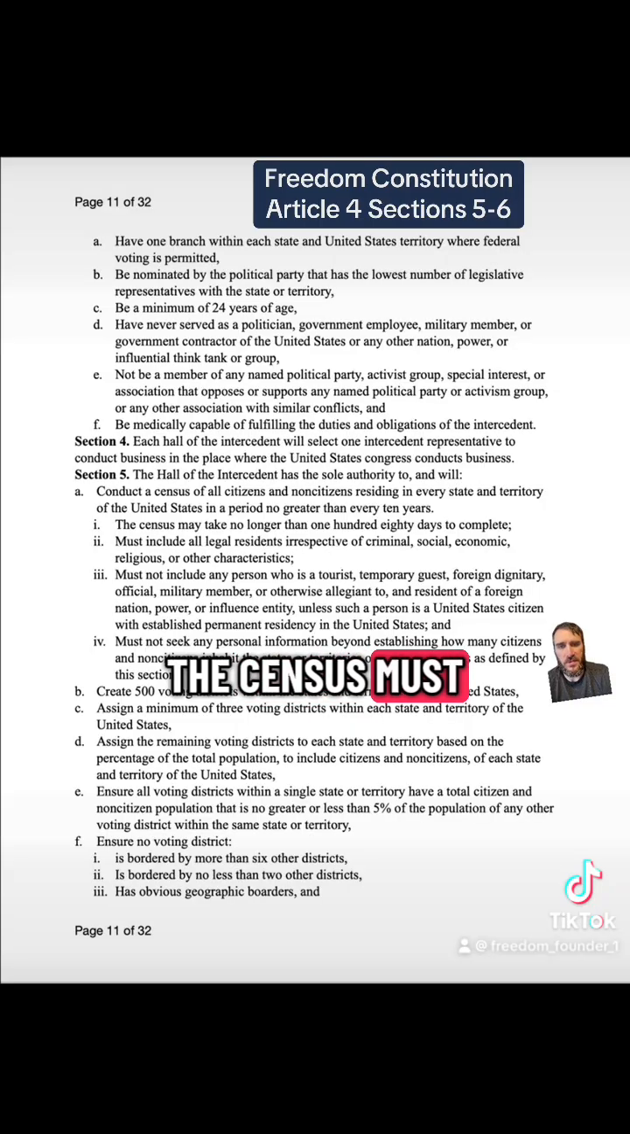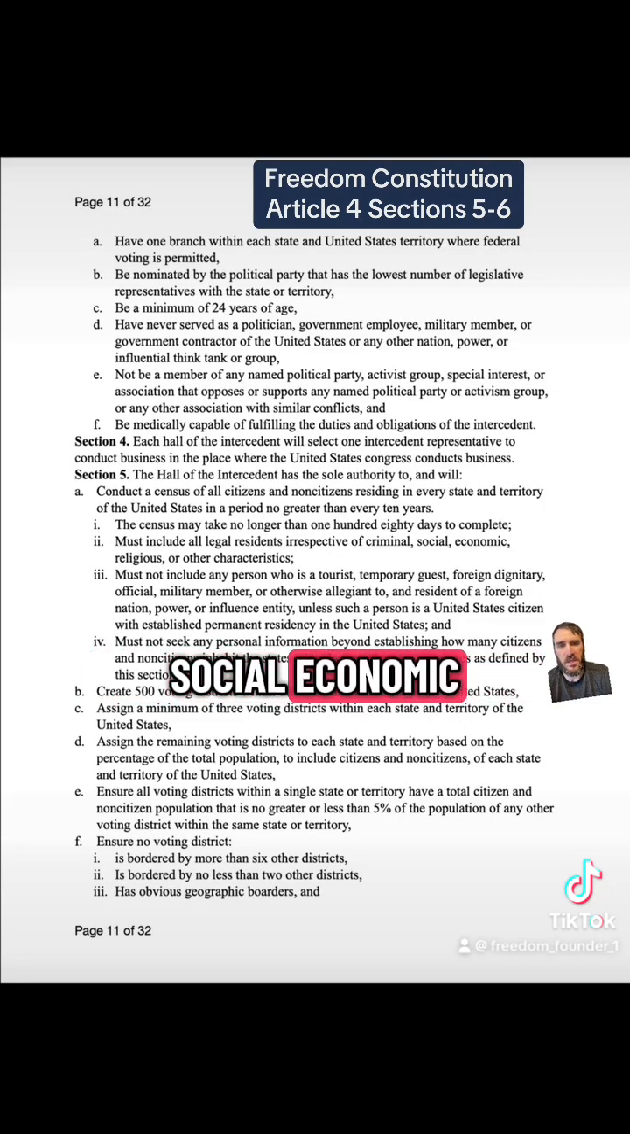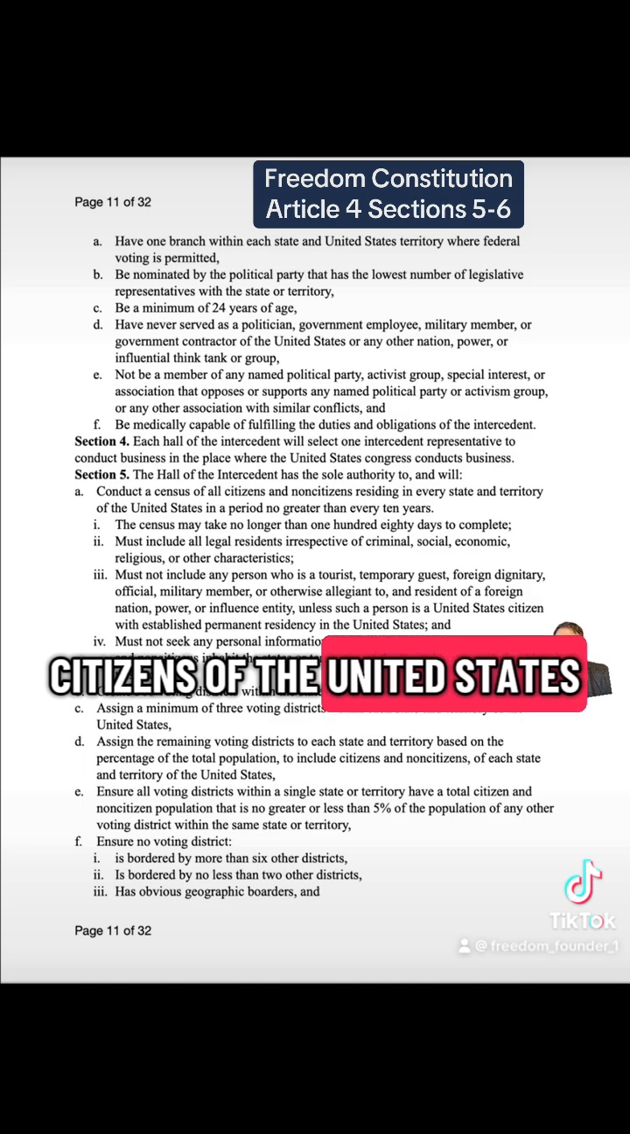The census must include all legal residents irrespective of criminal, social, economic, religious, or other characteristics. And as you can see here, it says all legal residents. So if there are residents within the United States who are not legal, they may not be counted in the census. But legal residents do include both legal citizens and legal non-citizens of the United States.